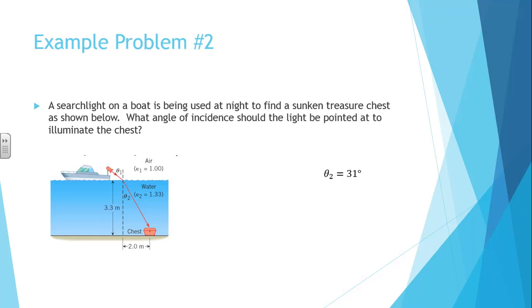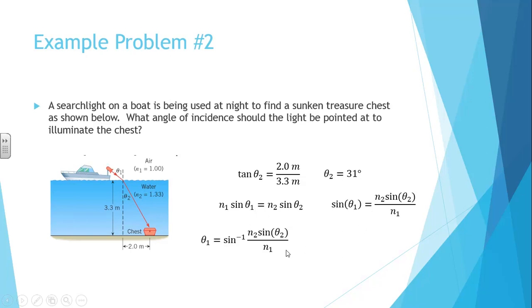And it wants to know what is the angle of incidence the light should be pointed at to illuminate the chest. So the first thing I need to do is figure out what theta 2 is, and I can use tangent to do that, and well, I already did that math there. So I know n1, n2. I know what n2 and n1 are for this situation, so we could actually solve for theta 1. We've got water and air, and so theta 1 has to be 44 degrees.